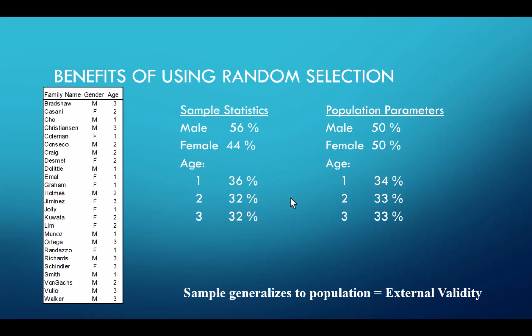So because our sample generalizes to the population, we have something called external validity. It's going outside of our sample. We can generalize those results beyond because of that external validity.